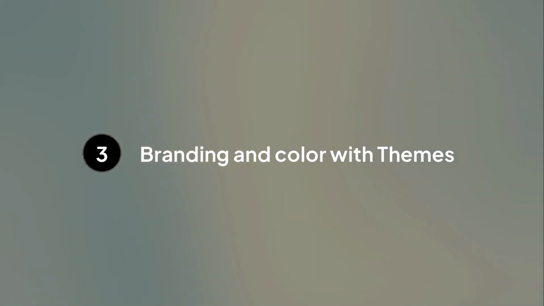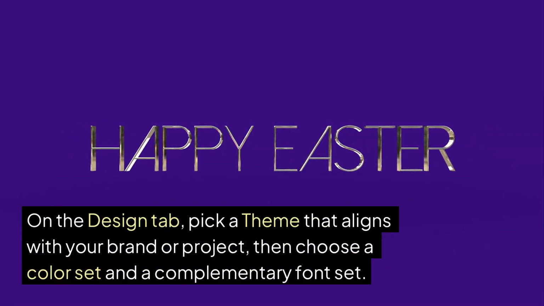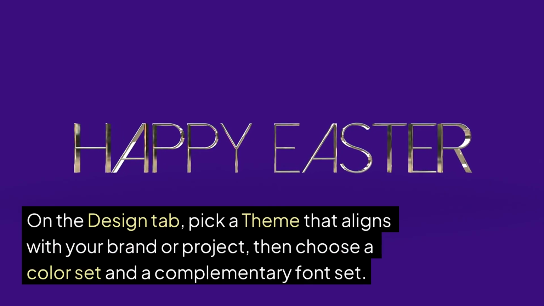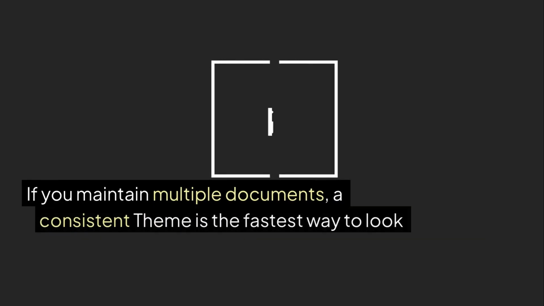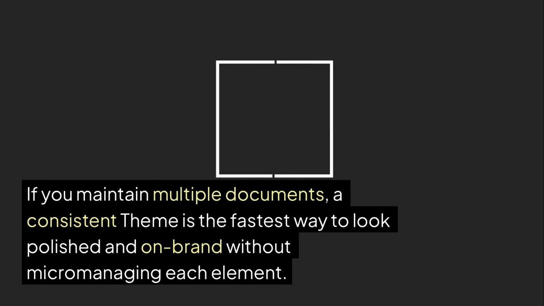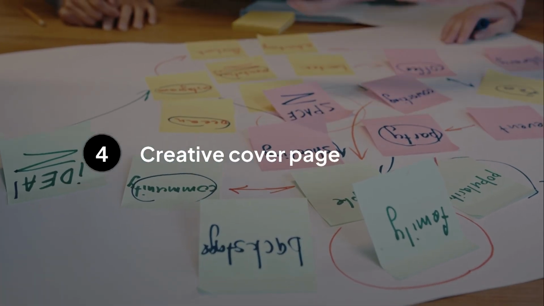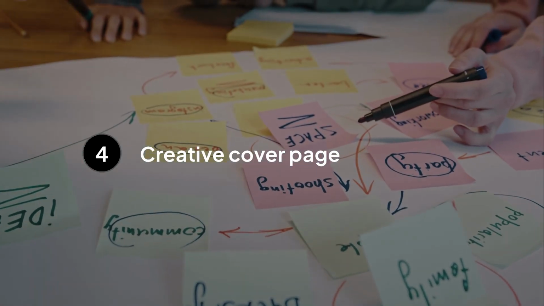Branding and color come together with themes. On the Design tab, pick a theme that aligns with your brand or project, then choose a color set and a complementary font set. Themes keep colors, fonts, and effects coordinated across headings, body text, tables, and shapes. If you maintain multiple documents, a consistent theme is the fastest way to look polished and on brand without micromanaging each element.